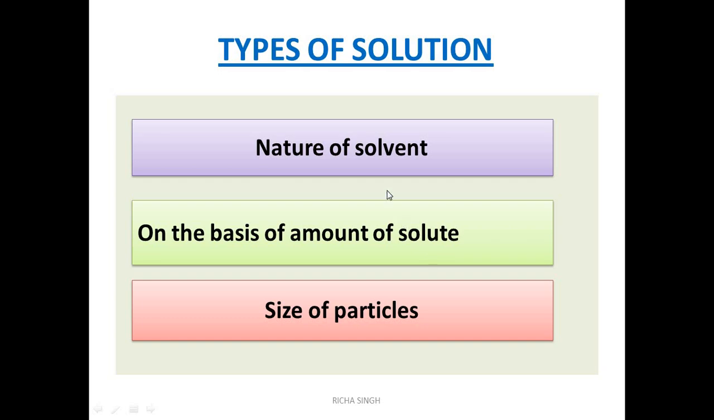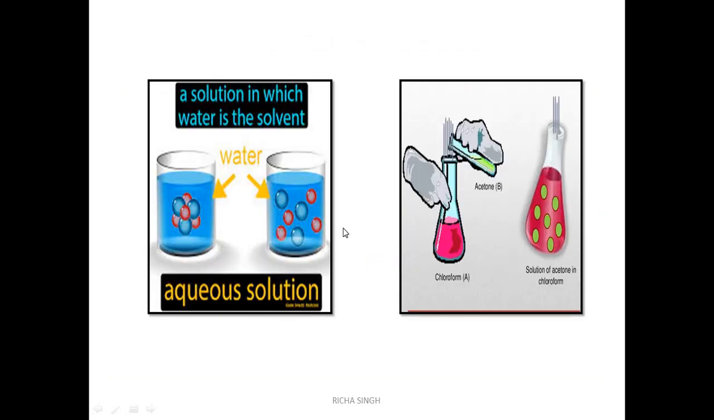Now we come to types of solution. Solutions can be categorized in three ways. First is nature of solvent, meaning which solvent we are taking, we can categorize according to that. Second, on the basis of amount of solute. And third, on the basis of size of particles. This portion, on the basis of size of particles, has to be taken in more detail in your class 9th. But you should know about these two also. Therefore, I have added them in my presentation. So let's start with the first, nature of solvent.